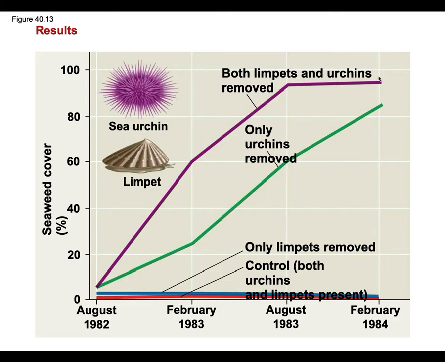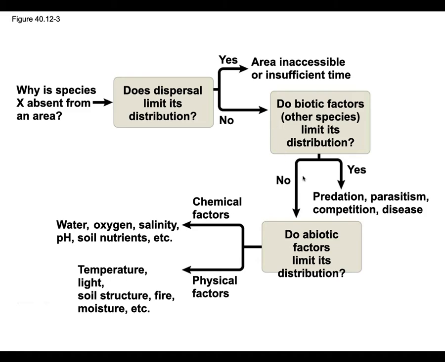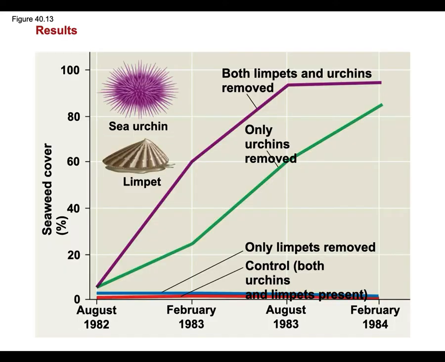So that gives you a good example of some predation by those two species on why seaweed may or may not be present in an ocean ecosystem.